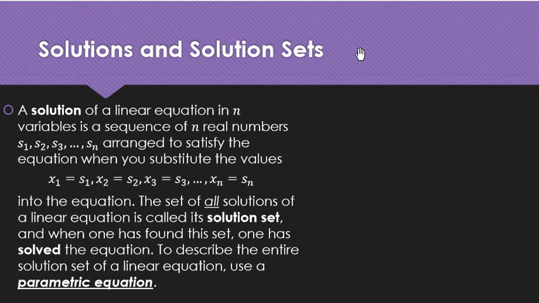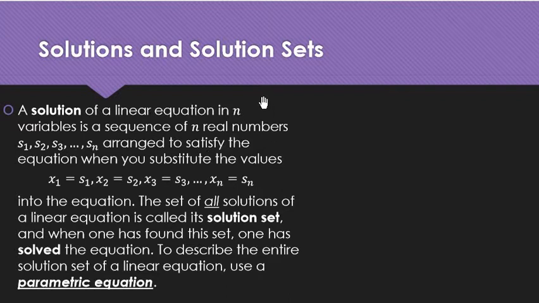In this video, we're going to talk about solutions. We cannot talk about equations without their solutions. So, a solution of a linear equation in n variables is a sequence of n real numbers s sub 1, s sub 2, s sub 3, up until s sub n arranged to satisfy the equation when you substitute the values x sub 1 equals s sub 1, x sub 2 equals s sub 2, x sub 3 equals s sub 3, and so on until x sub n equals s sub n into the equation.